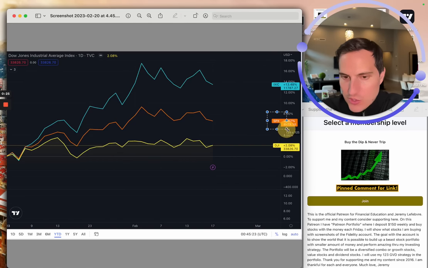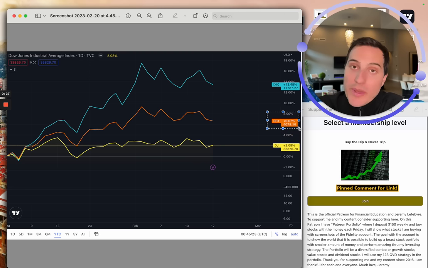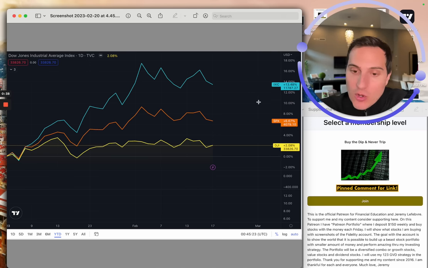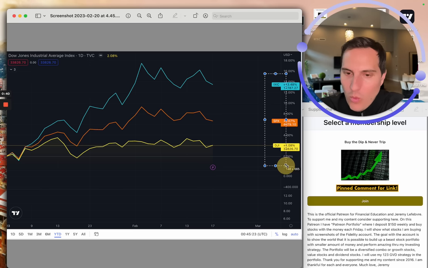The S&P 500, which is usually the benchmark you want to compare yourself to in the market to see how you're doing over time, is up 6.6%. Once again, we're up over 17%. And the NASDAQ's up 13%. So we're crushing every single one of the indexes.